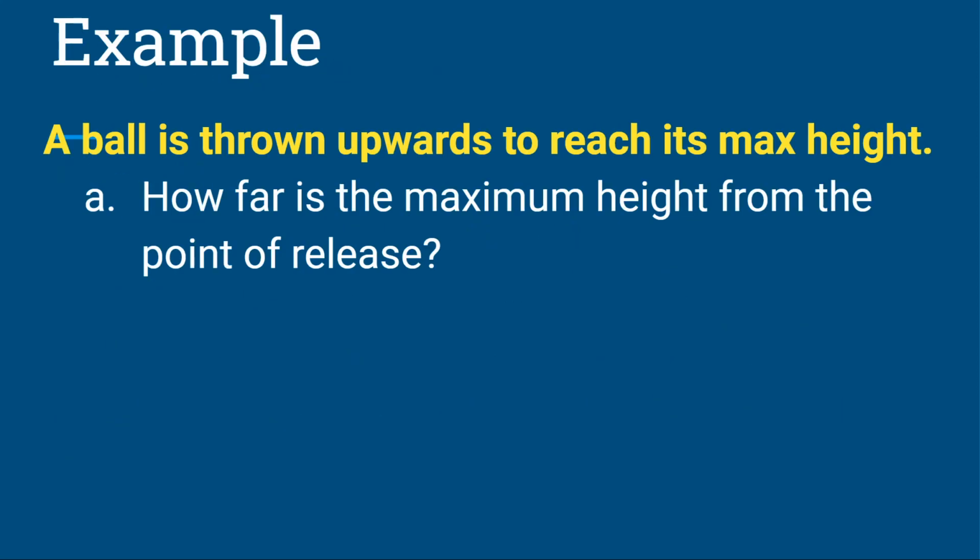All right, so let's see if we can look at some example scenarios and how we could define our system in some of these scenarios. Okay, more physics related than a coffee cup. So here we have a ball is thrown upwards to reach its maximum height, and the question that I'm asking you is how far is the maximum height from the point of release? Okay, we're just going to focus on how we could define our system in order to answer this type of question, because obviously I haven't given you enough information in terms of numbers. You don't have any numbers.